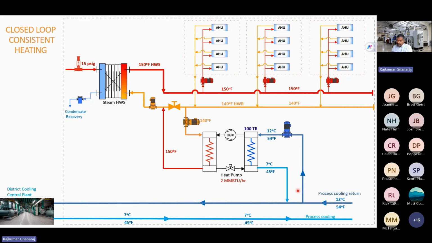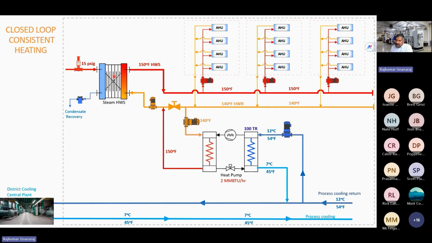So in here, we are taking the return water at 54, we are cooling that to 45 degree Fahrenheit, and we are going to put it back in the same header. On the hot water side, we are going to generate 250 degree hot water. So how to integrate this heat pump with the hot water network?